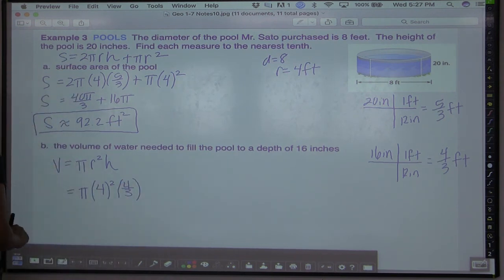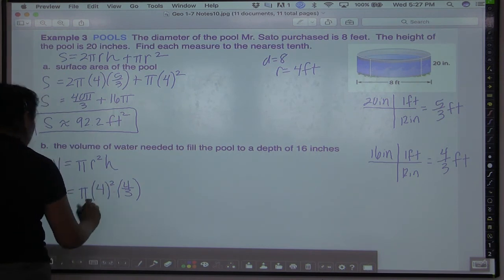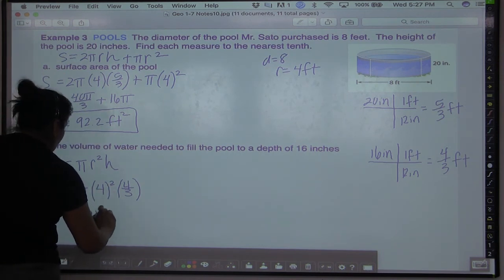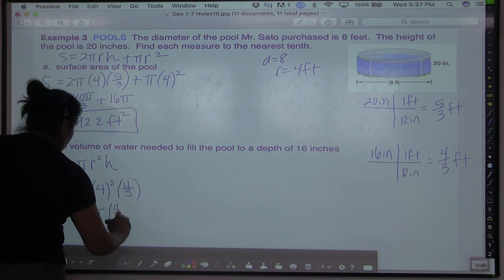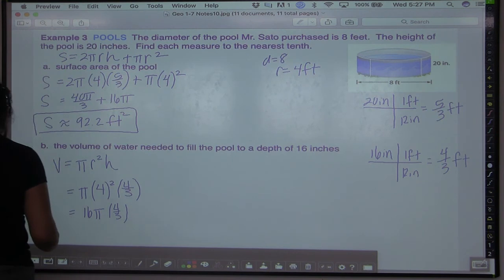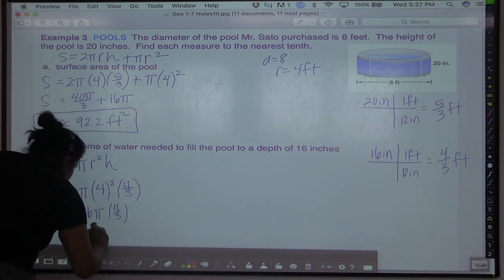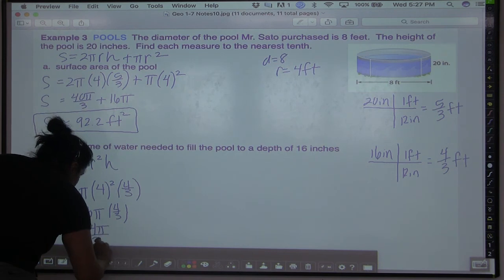You have to have the same units. So again, 4 squared is 16. So you have 16 pi times 4/3. And so 16 times 4 is 64. So you get 64 pi over 3.